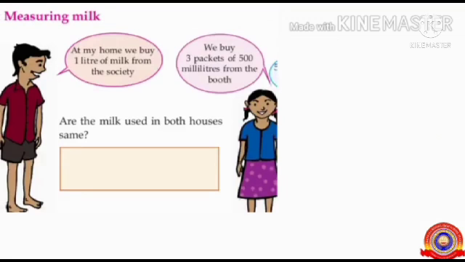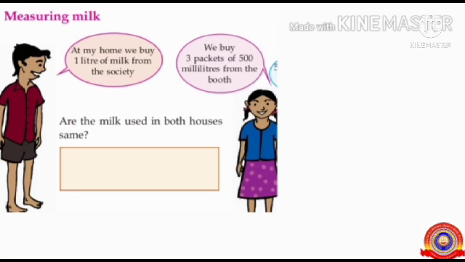Let's do the next activity, measuring milk. Ramu says at his home they buy 1 liter of milk from the society. Ammu says they buy 3 packets of 500 milliliters from the booth. Is the milk used in both houses the same?